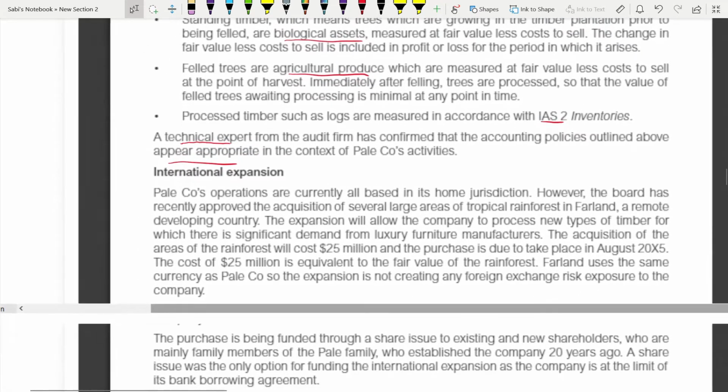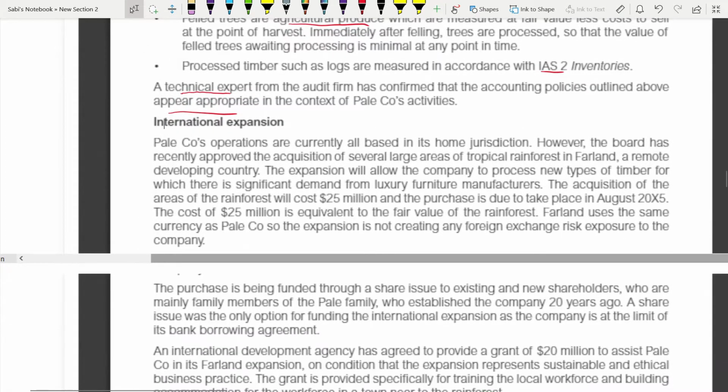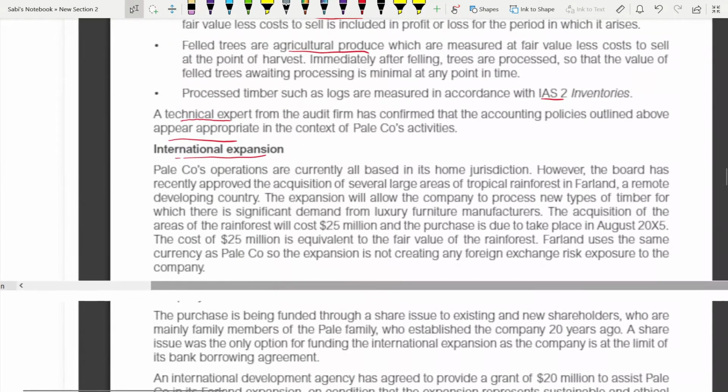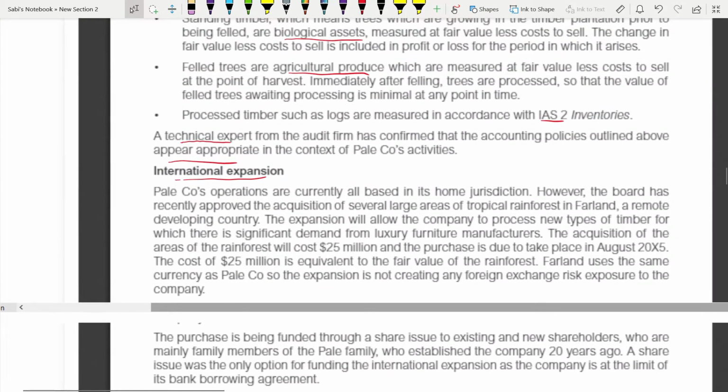Coming to international expansion. Remember, we have to talk about business risk and audit risk. So from here, you might get some business risk. Pale company's operations are currently all based in its home jurisdiction. Currently, they are local. However, the board has recently approved the acquisition of several large areas of tropical rainforest in Farland, a remote developing country. So this is a remote developing country. This could be a business risk.